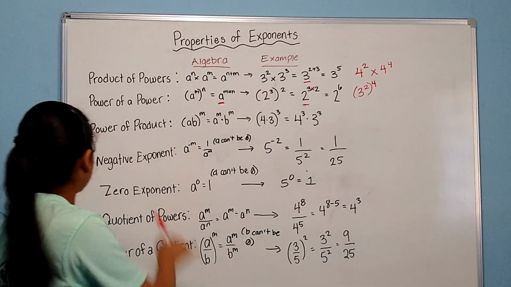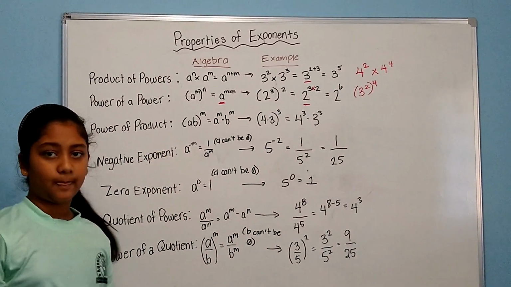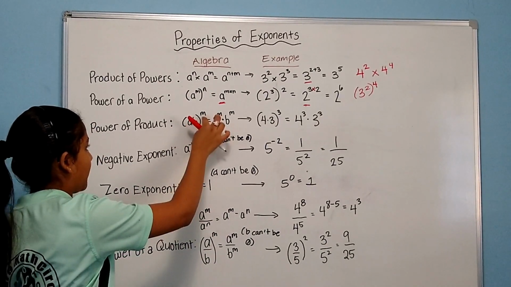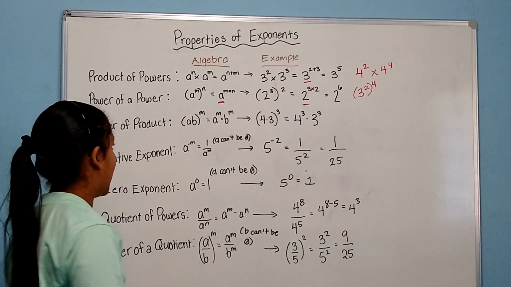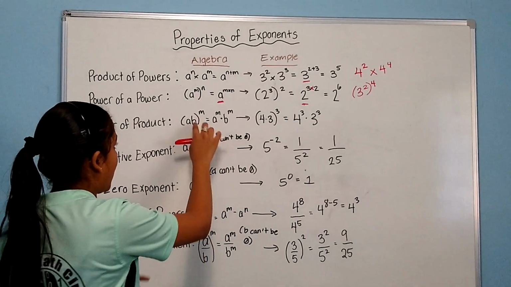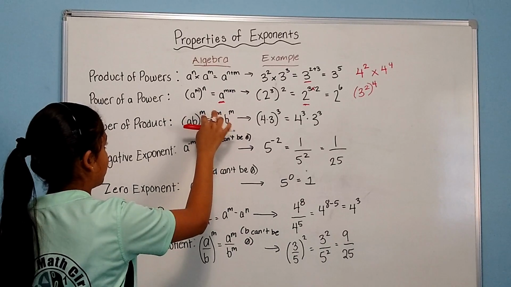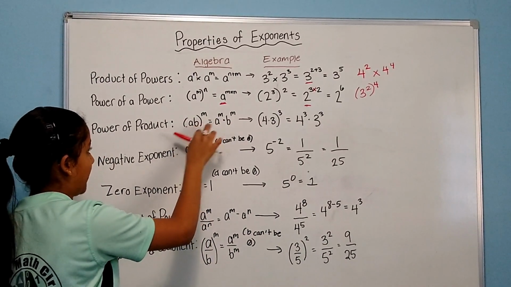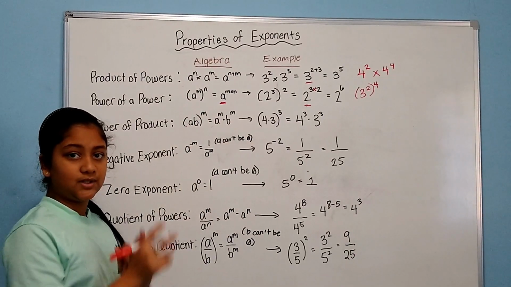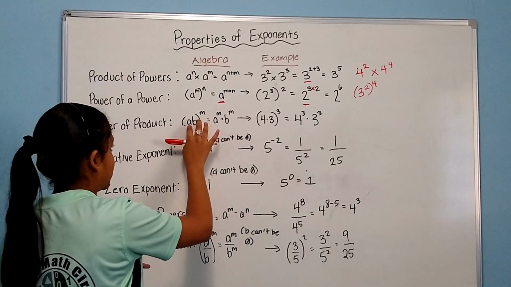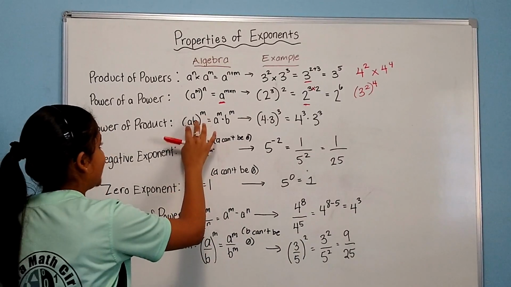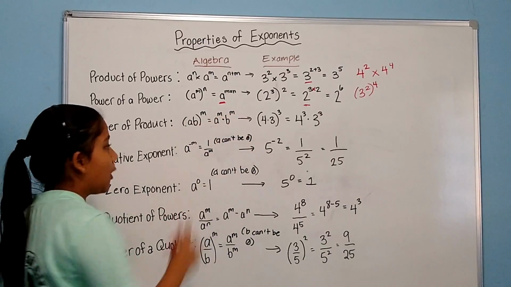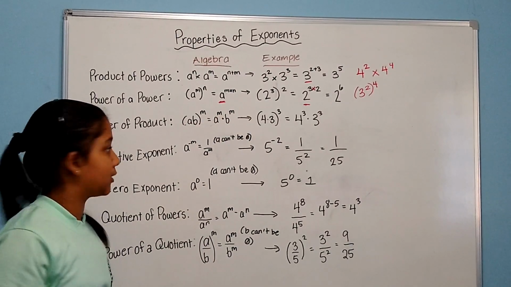Now let's go ahead and do the power of a product. This is when there are two bases that are being multiplied together and they have one power. When that happens, you need to separate the bases and distribute the power. So in this case, we have a times b, to the power of n. What you need to do is separate the bases, but add the power in. So it's a to the power of n, times b to the power of n. We're basically using the distributive property here.